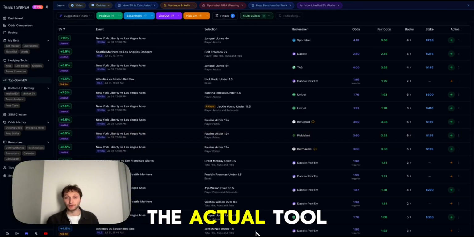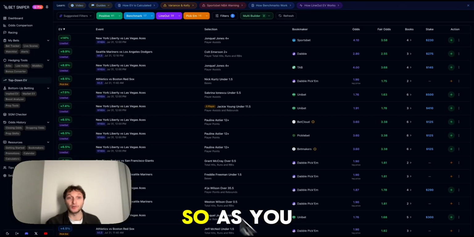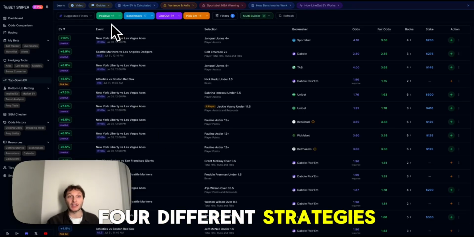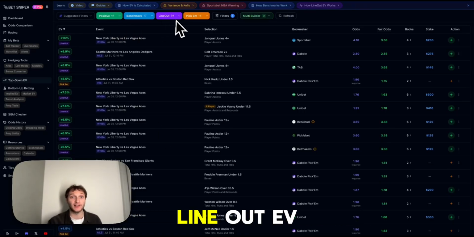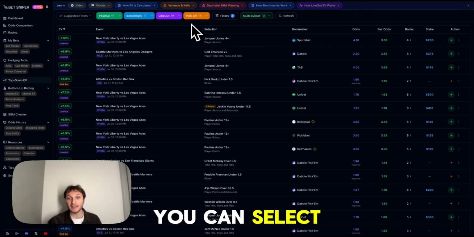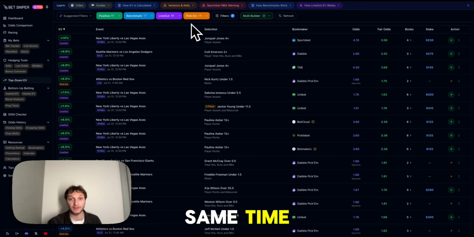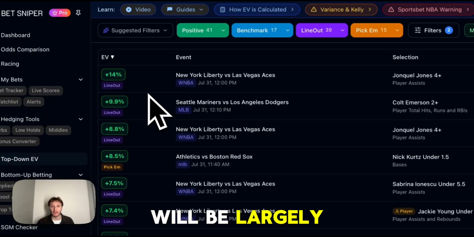Now let's take a look at the actual tool itself and how it works. So as you can see at the top, we've got our four different strategies: positive EV, benchmark EV, line out EV, and pick 'em EV. You can select them all and have them appear on the screen at the same time. Then each row will be largely the same.